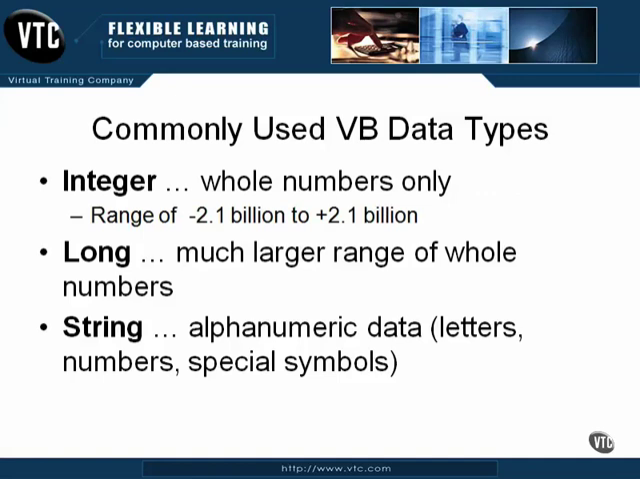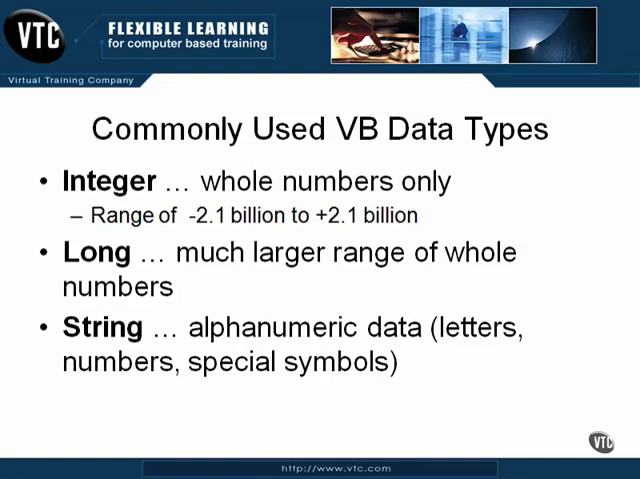Some commonly used Visual Basic data types. The integer data type. This is a whole number, and it has a range of negative 2.1 billion to a positive 2.1 billion. So an integer is a very generous range of numbers if you're trying to represent a number that does not require a decimal.